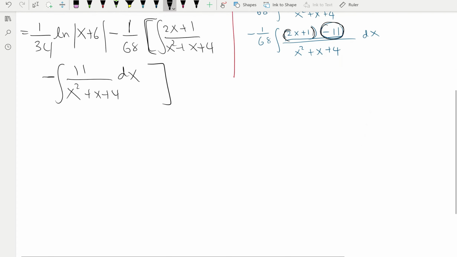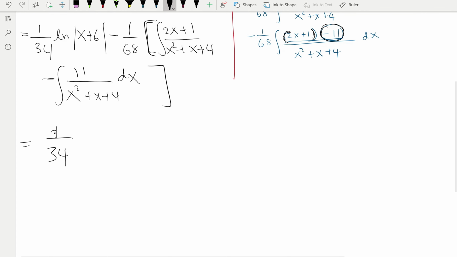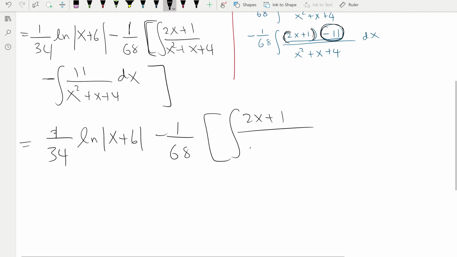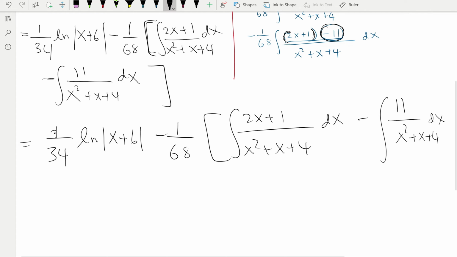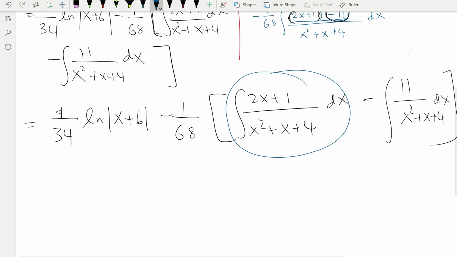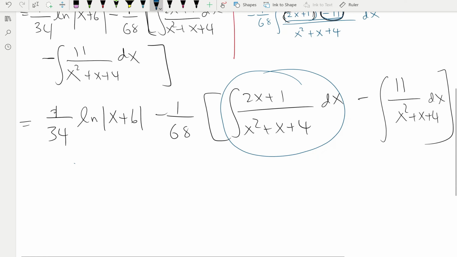Okay, so let's rewrite this problem. What do you have? 1 over 34 natural log x plus 6 minus 1 over 68, a big bracket, integrate 2x plus 1 over x square plus x plus 4 with respect to x, and minus integrate 11 over x square plus x plus 4. All right, so this is what we have. Now the middle part: if you want to integrate the middle function, let's integrate 2x plus 1 over x square plus x plus 4. So the substitute is u equals x square plus x plus 4, du over dx is 2x plus 1.